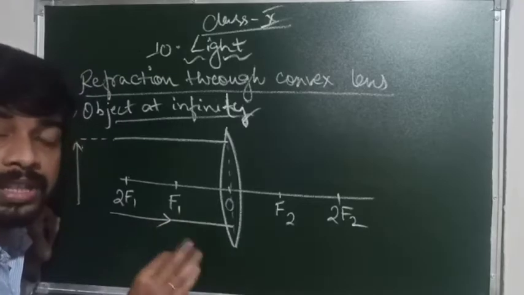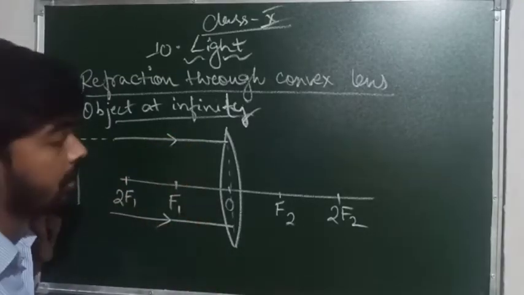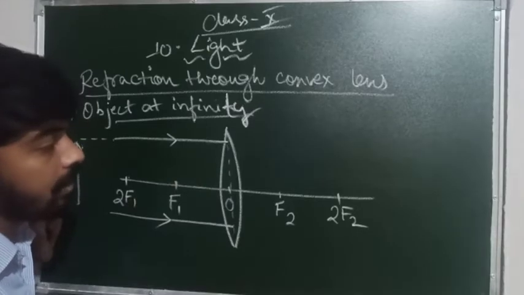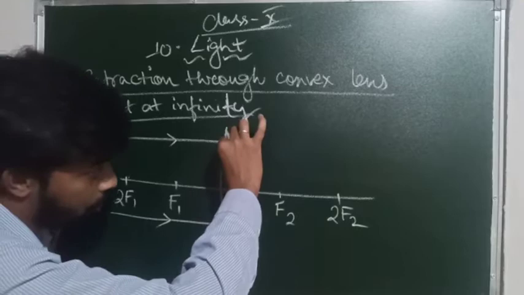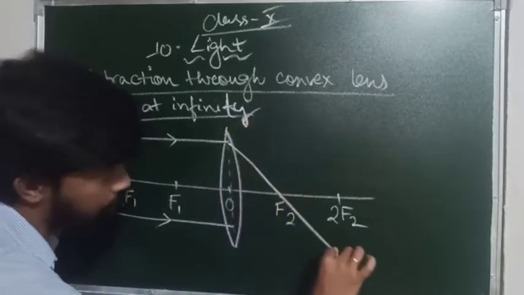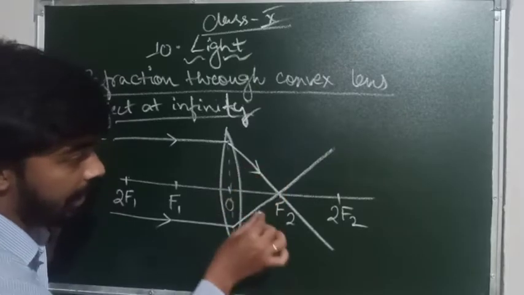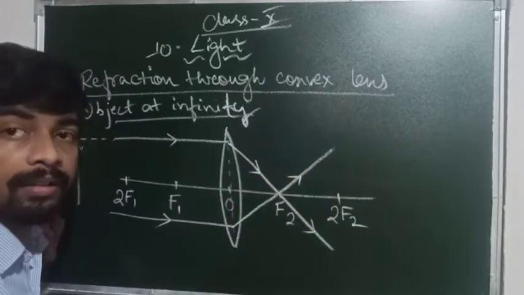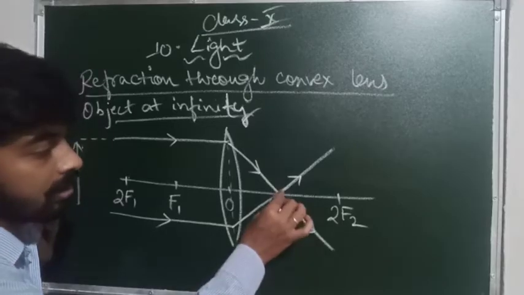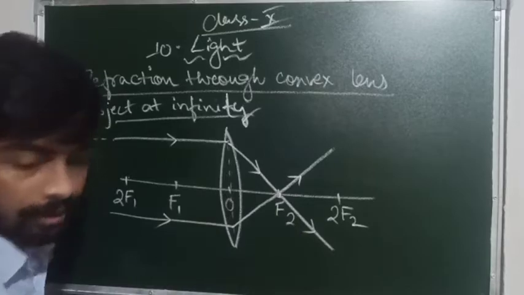You should use scale while drawing the ray diagrams, as I am using freehand, I don't have a larger scale. Then after falling on the lens, the light refracts through focus number 2, and this also will refract through focus number 2. The arrow heads show where the ray is going. Now these two rays are meeting at this point, so image will be formed at this point.